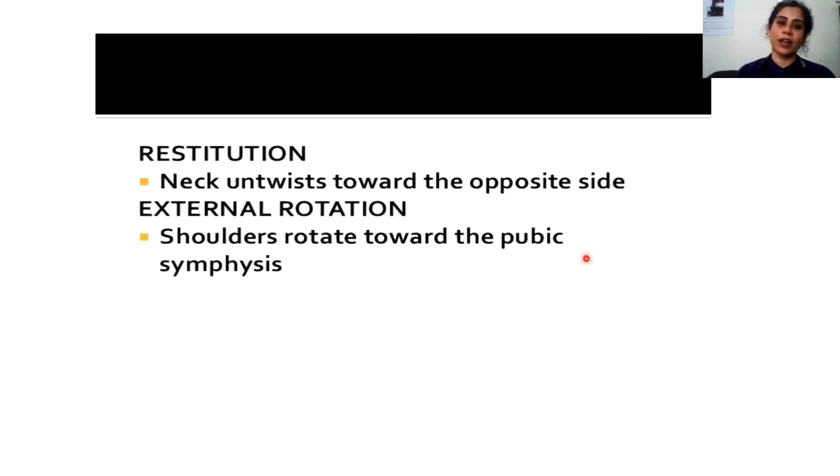After the head is born by flexion, there is a movement of restitution, that is, the fetal head aligns with the fetal shoulder. This rotation is in the direction opposite to that of internal rotation, so that the twisting of the neck can be undone. And then there is external rotation, which occurs because of the internal rotation of the fetal shoulders.